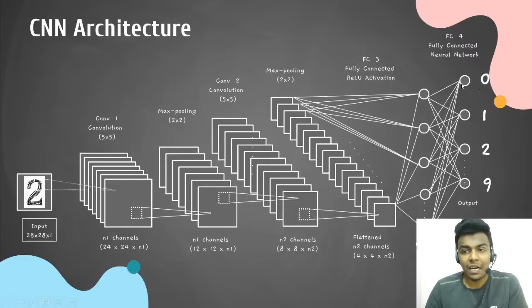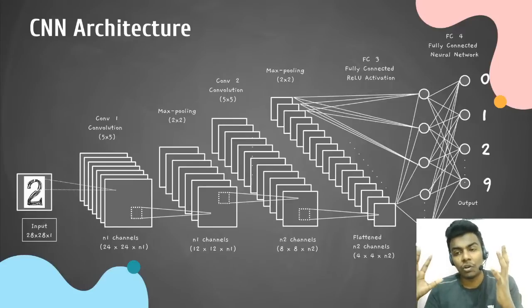Here the number of neurons is going to be 10. Why 10 neurons? Because each neuron represents a single digit. The first neuron represents 0, the second neuron represents 1, then 2, 3, 4, up to 9, because it is an output layer which contains multiple classes: 0, 1, 2, 3, 4, 5, 6, 7, 8, 9. So in total it has 10 neurons.